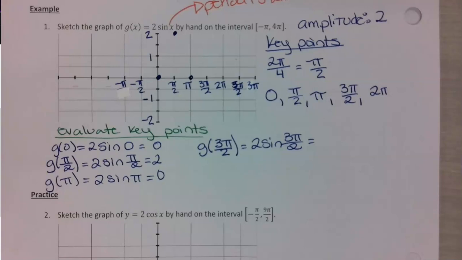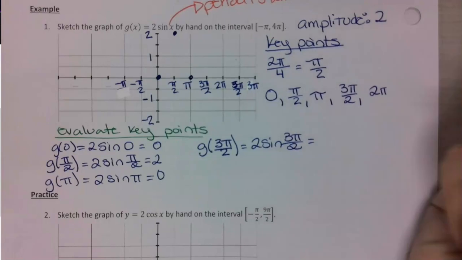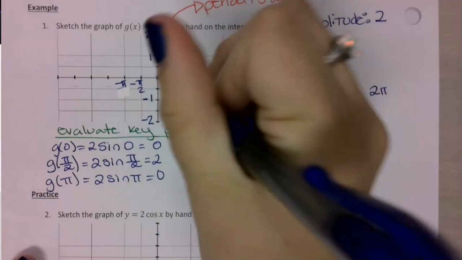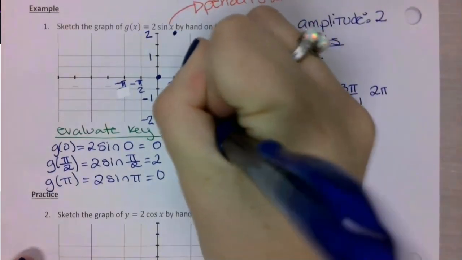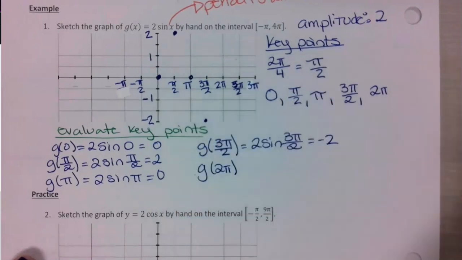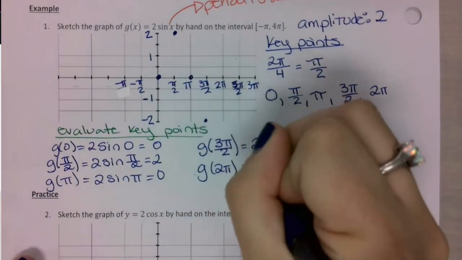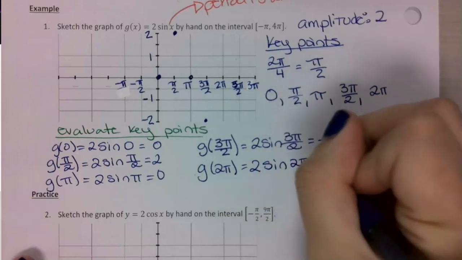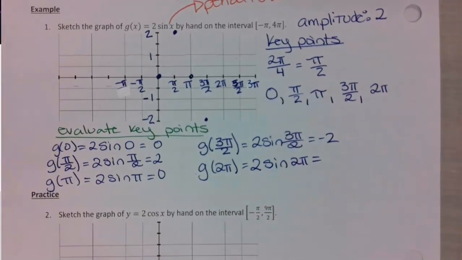There's only 6 problems on the homework, though. No, this one's not 0. Negative 2. I want to plug in 2 pi. And then I'll tell you what to do.